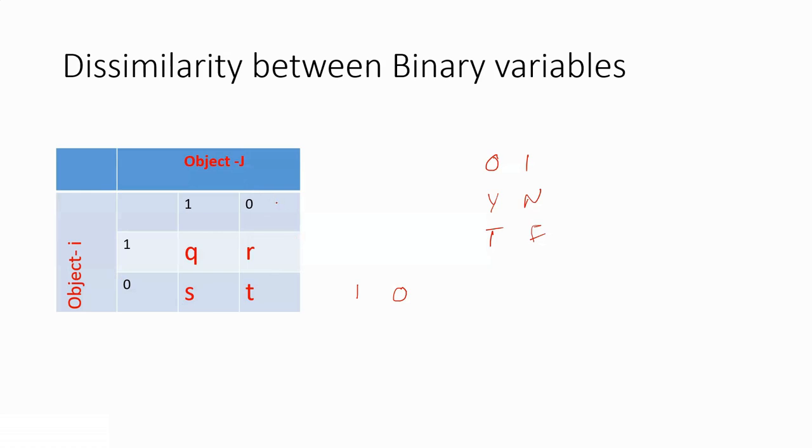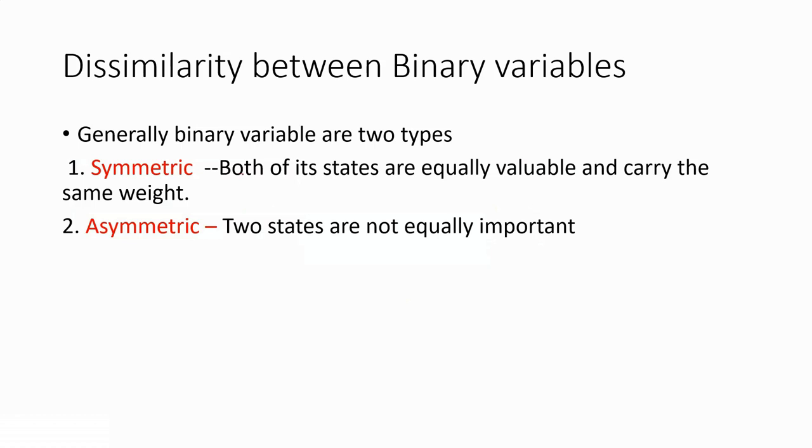Before that, binary variables are generally of two types. One is symmetric, and another is asymmetric. A binary variable is symmetric if both of its states are equally valuable or important and carry the same weight. That means there is no preference on which outcome should be coded as 0 or 1. Both are equally important. For example, gender, with the states male and female, is equally valuable.